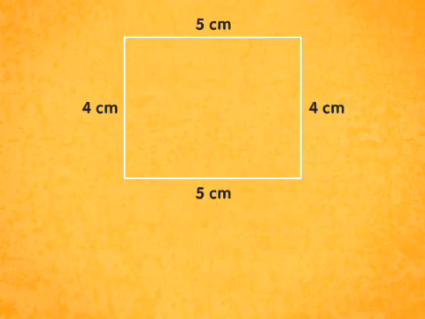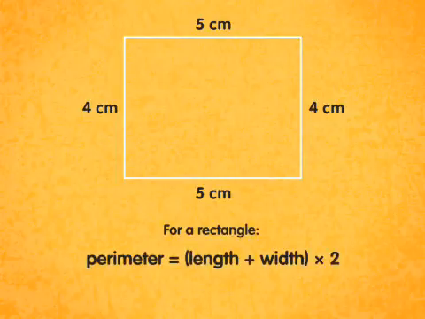We can describe this method using a different formula. For any rectangle, the perimeter is equal to the length plus the width multiplied by 2. Notice the brackets in the formula. They indicate that the addition must be performed before the multiplication.